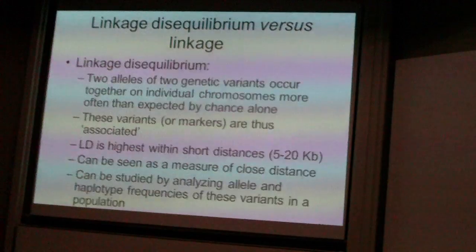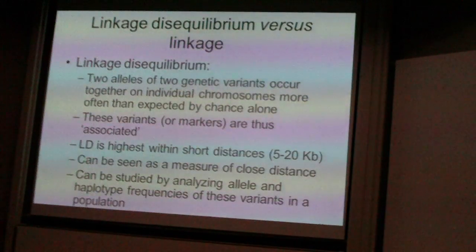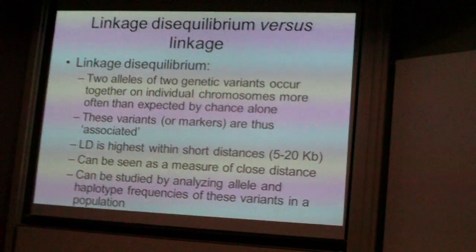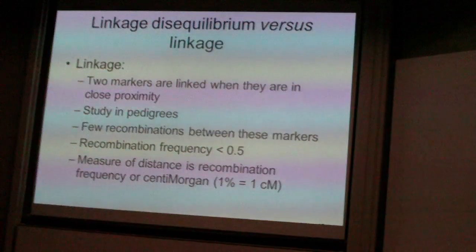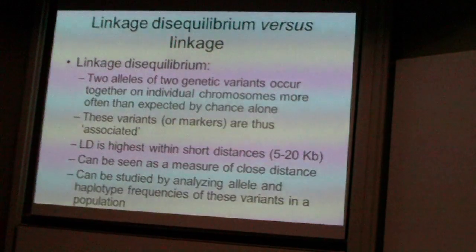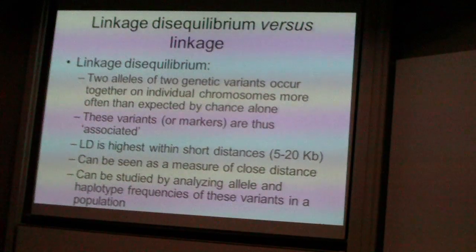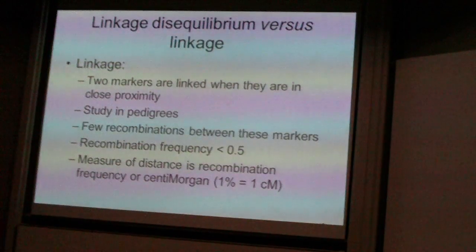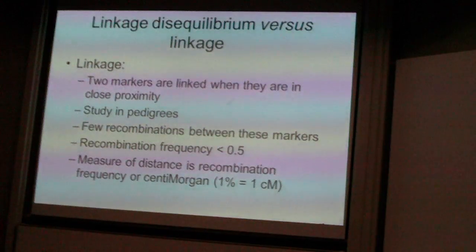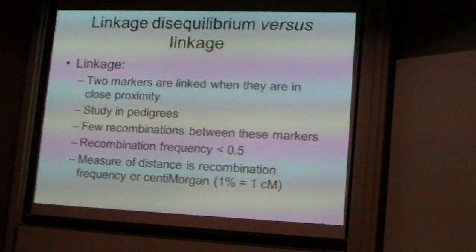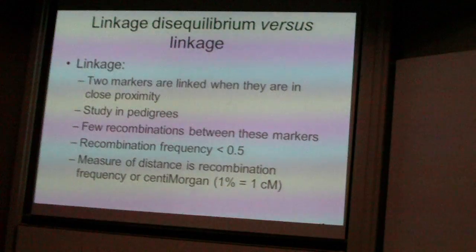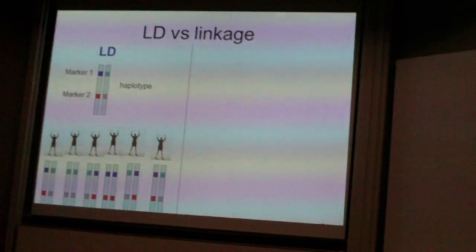And linkage, just to give you the difference: linkage disequilibrium, remember, this is association. Linkage is done in pedigrees. Linkage disequilibrium, we don't need pedigrees. We can do that in the general population. But for linkage we need pedigrees, and we're looking for markers which don't recombine much, and that also means that they're close to each other.